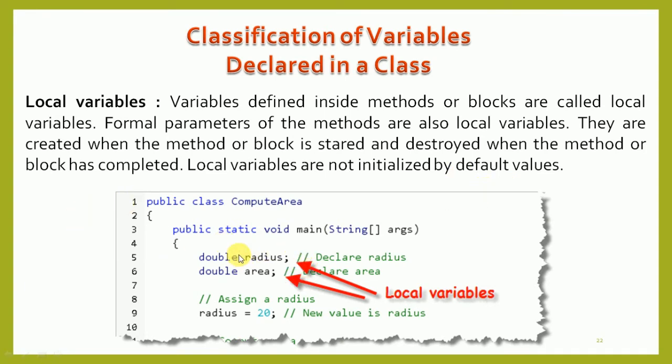This is one simple example. Two doubles: declare radius, and declare the area by using the area variable. So these are the two local variables.